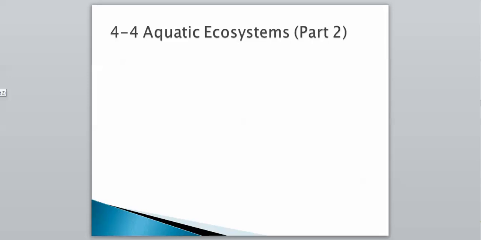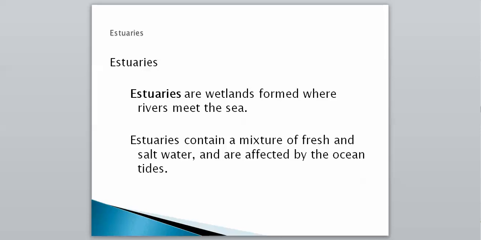Okay, hello Bio. We're going to finish chapter 4 today, and we're going to learn about some more aquatic ecosystems. So again, where living things live inside of the water. Our first area, a new term, is called an estuary. This is another ecosystem found in the water. These are wetlands that are formed where the river meets the sea.